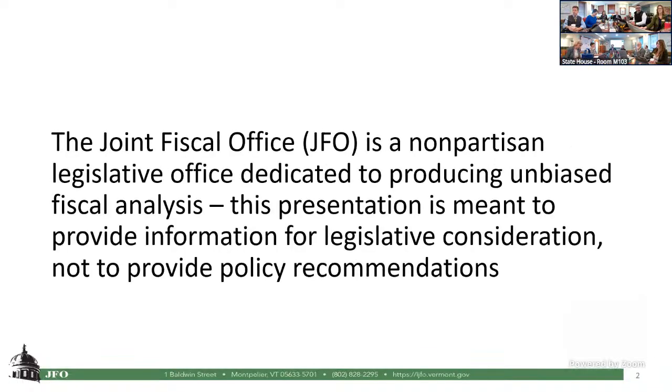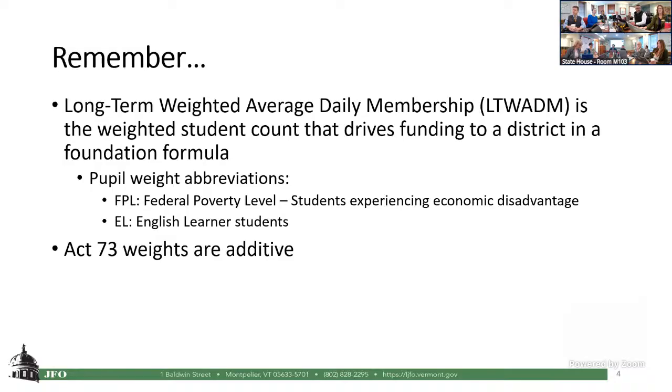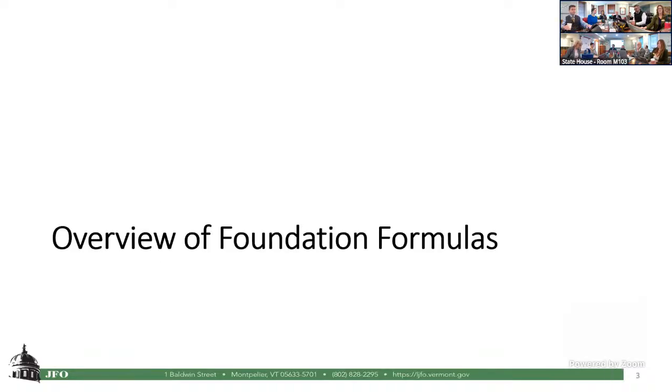Just as a reminder, Joint Fiscal Office is a nonpartisan legislative office. We're here to provide you with information and not to make policy recommendations. So first, I just want to do a quick refresher of foundation formulas in general.